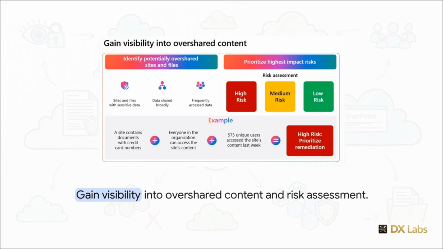It's pretty straightforward. First, you identify sites with sensitive data. Let's say a site containing documents packed with credit card numbers. Then you look for data shared broadly. So in this case, everyone in the organization can access it. Finally, you look at frequently accessed data. Maybe 575 unique users actually accessed it last week. Sensitive data plus broad access plus high traffic equals a high-risk scenario. In an admin role, spotting this specific combination means you absolutely must prioritize remediation immediately to secure that environment.